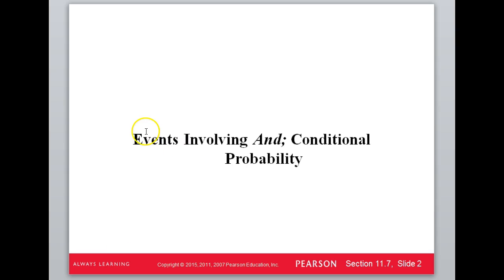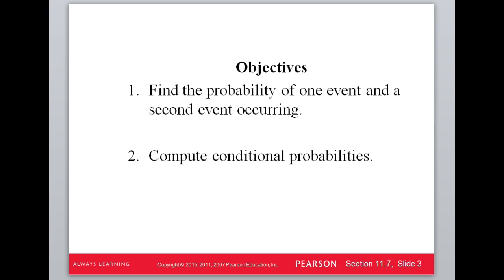Hello and welcome to a video on and probabilities and conditional probability. In this video we're going to find the probability of one event and another event occurring either simultaneously or in succession, one after the other. And then we're also going to compute conditional probabilities, which means finding a probability under the condition that some other event has either happened or not happened.